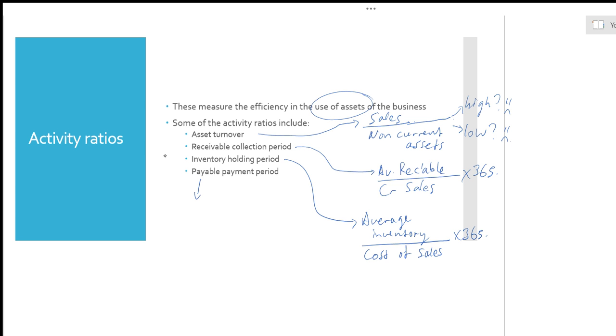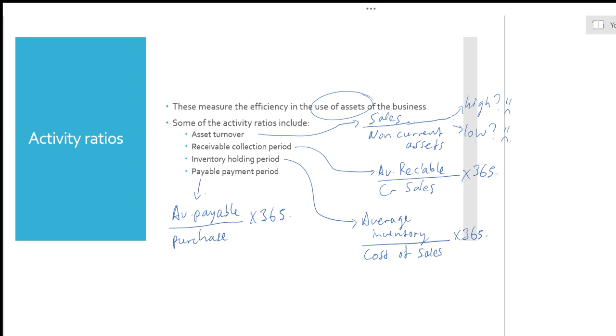Payable payment period. The payable payment period can be calculated for raw materials, inventory, and for things such as labor, wages, and overhead costs. This can be calculated by taking the average payable, dividing that by the purchase of goods, and multiplying by 365. The useful thing about calculating the payable payment period is that it immediately gives you a good idea whether payments have been delayed, whether they are on time, or whether it's too short.